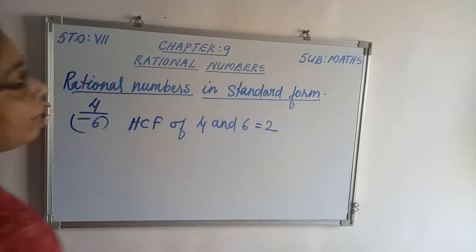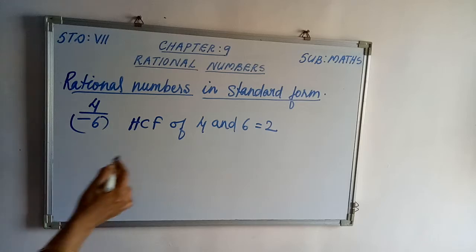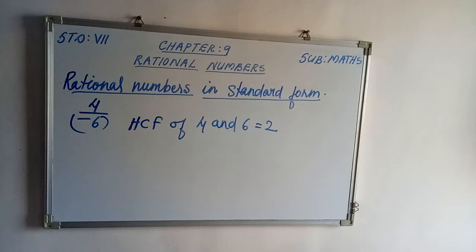That is 2. 2 is the highest common factor. So here in the denominator it is a negative sign. So what I told you, then you have to divide both numerator and denominator by minus HCF. That means here HCF is 2. So you have to divide both numerator and denominator by minus 2.